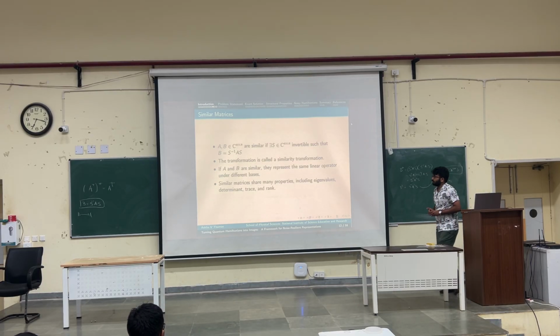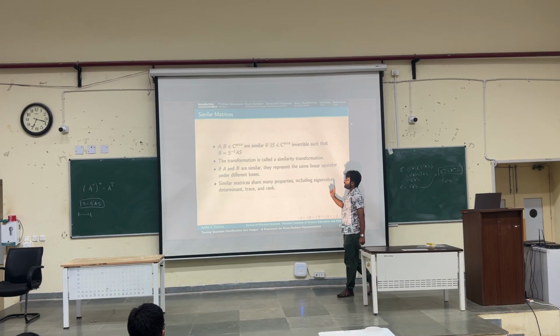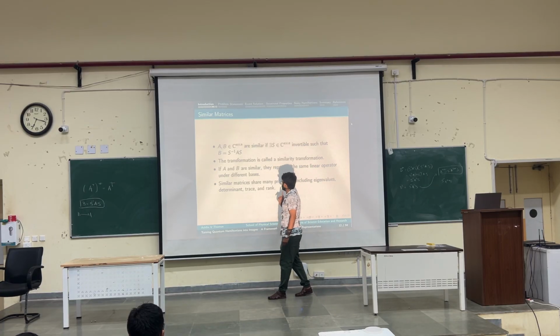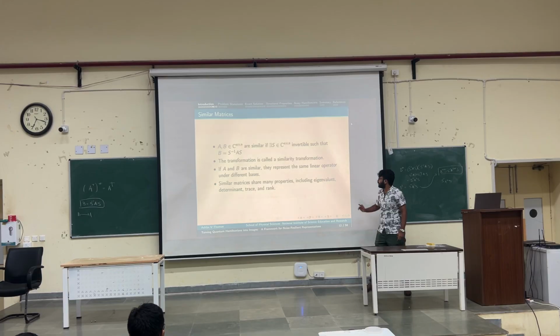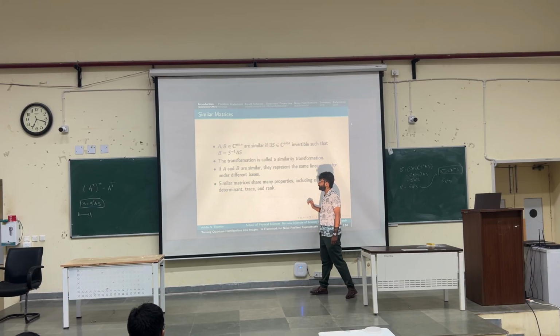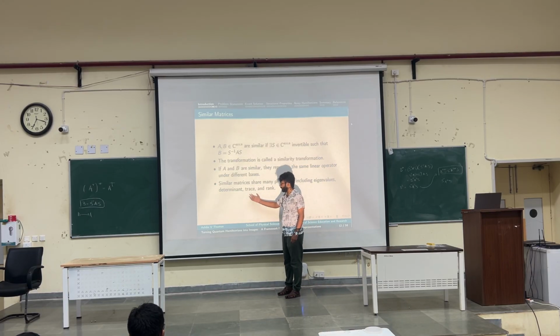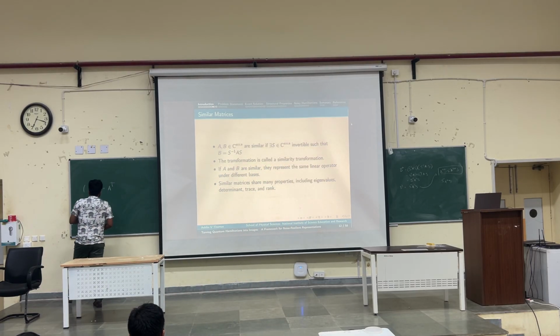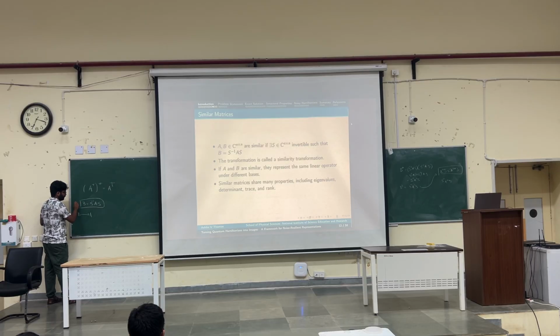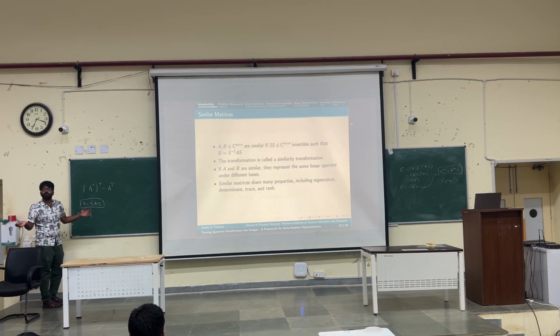Okay. The most important property is that if you make a similarity transformation, it will preserve many properties of this matrix. First of all, its eigenvalues, its determinant, its trace. Trace is the sum of the diagonal elements, and rank. Forget rank, we don't need it. So we would need trace. Do you know what eigenvalues are? Anyone who doesn't know what an eigenvalue is?